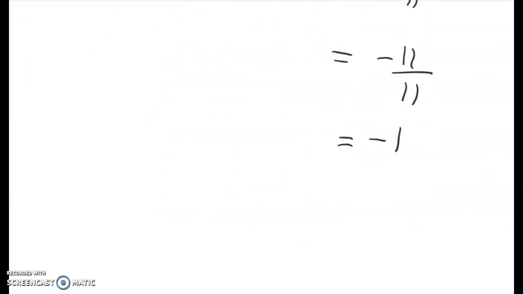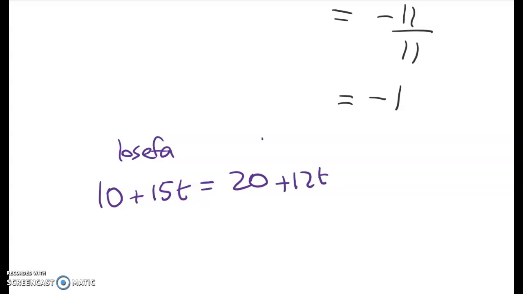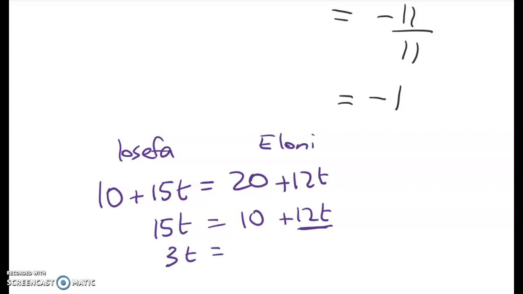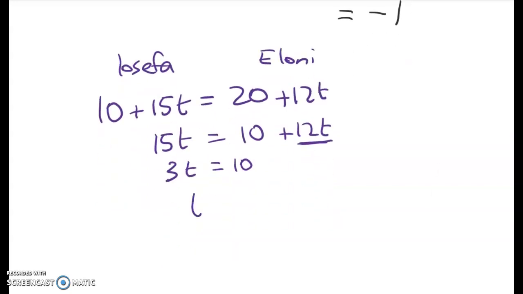Well, we've got 10 plus 15t, so that's for Josefa, is equal to 20 plus 12t for Eloni. First we're going to find the number of hours, then we'll work out the pay. So subtracting 10 from each side gives me this. Now I'm going to subtract 12t from both sides. I get 3t is equal to 10. T is equal to 10 divided by 3, which is 3 1/3 hours.